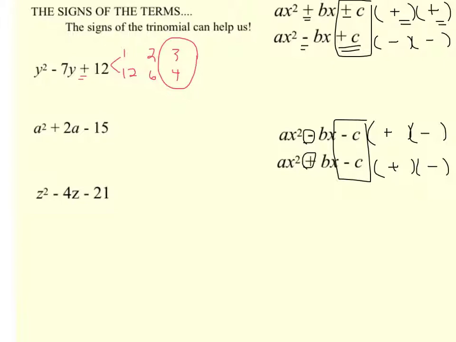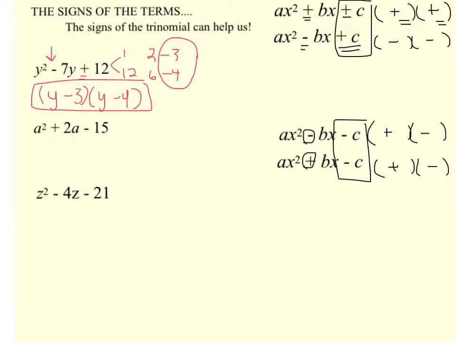Because this was a positive 12, I know that both of these signs had to be the same. And since I'm creating a negative 7, they're both negative. That leaves me with y minus 3 times y minus 4. You can easily FOIL that out to double check.